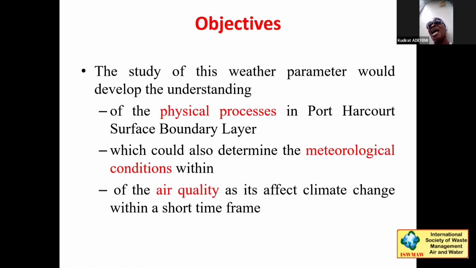That is, we want to look at the extension of the rain and the dry season. Here in Nigeria, we basically talk about the rain season and the dry season. But I know in other places, they talk about spring, winter, summer, and so on. But here, we talk about the rain and the dry season. And we want to also know the shortness and the hotness of the dry season. That is the physical processing that is happening in Port Harcourt.